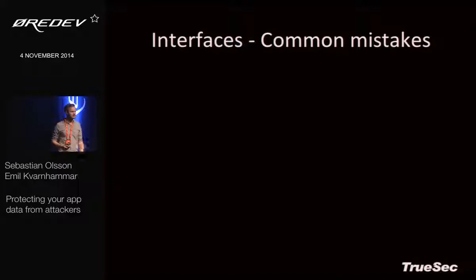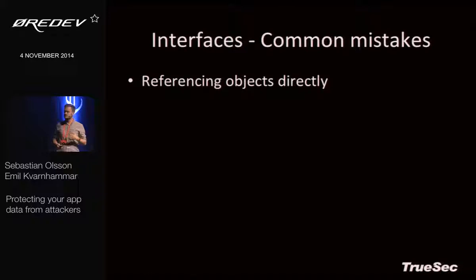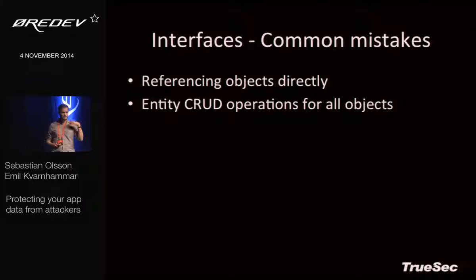Some common mistakes with building interfaces in general that we often see is being able to use an interface to reference objects internally directly. Some internal object in your system, may it be a user or a post or something, being able to reference that directly and manipulate parameters. Allowing CRUD, create, read, update, delete operations on all these entities. It's very common that you see operations that you don't even need on these objects. Just because there's an HTTP verb that could do something doesn't mean you should have an interface to do it.